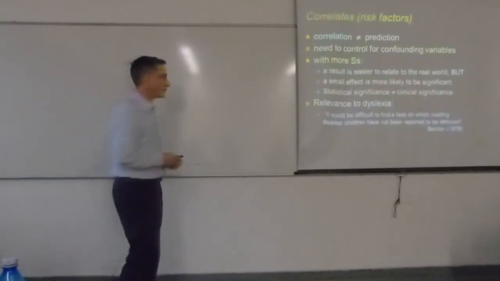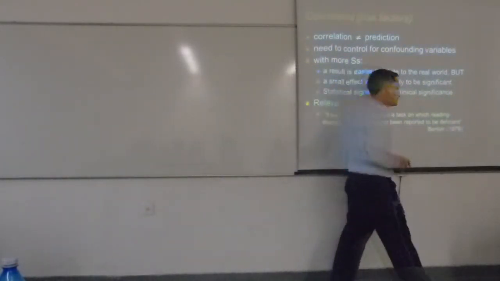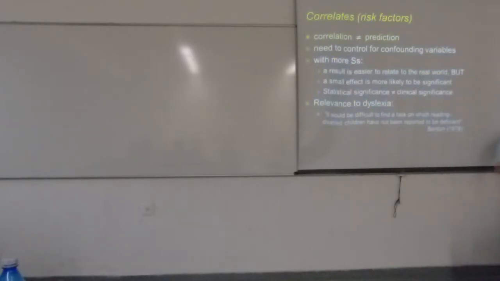This is one of my favourite quotes in dyslexia. A respected researcher in the 1970s, Benton, said it will be difficult to find a task on which dyslexic children have not been reported to be deficient. And it's true, actually. They often seem to do poorly when you test them. So, you know, you could come up with 1,000,001 theories about things that could be causing dyslexia.